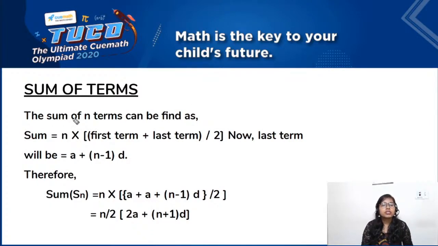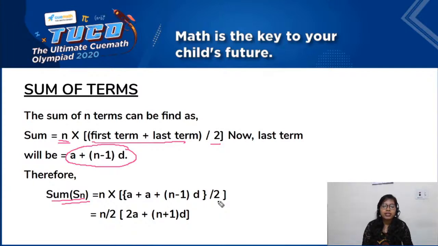So the sum of n terms can be defined as n times the first term plus last term, over 2. Now we know that the last term is going to be a plus n minus 1 times d, because we have just studied that the last term is an. So the sum Sn would be n times a plus the last term, which is a plus n minus 1 into d, divided by 2. Now you can simplify this and this is your final formula. Sum is equal to n over 2 times 2a plus n minus 1 into d. This is going to be n minus 1.